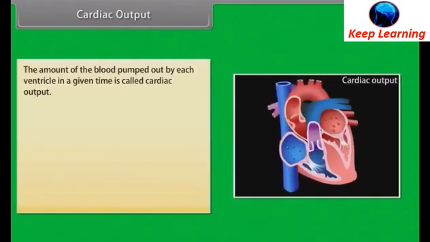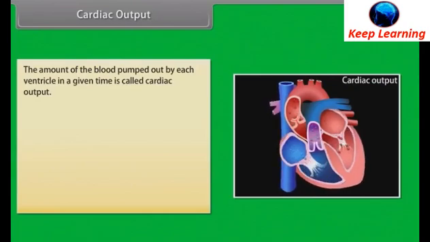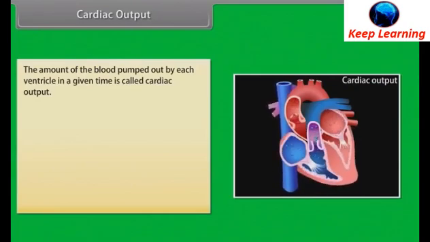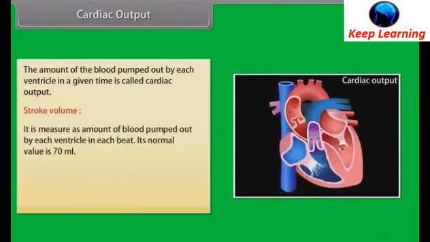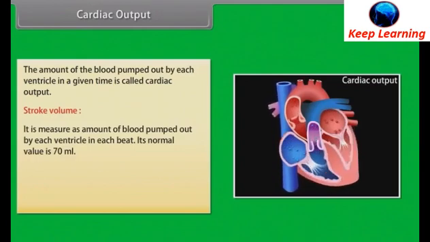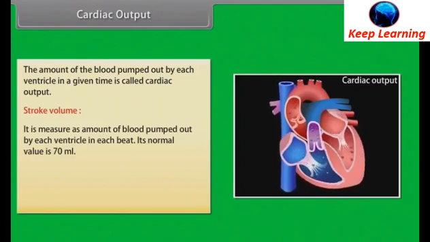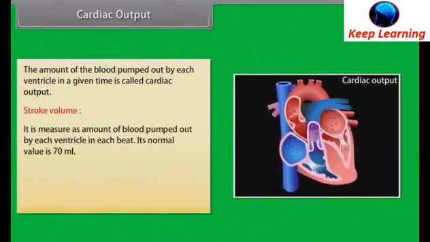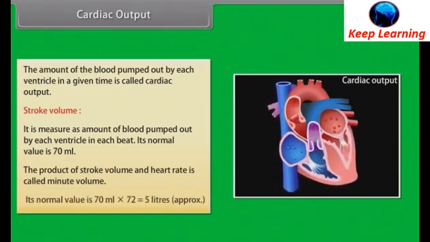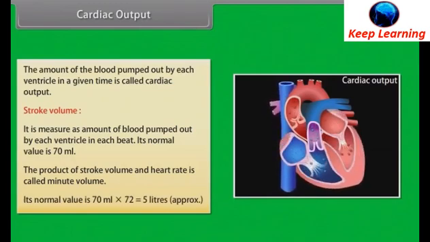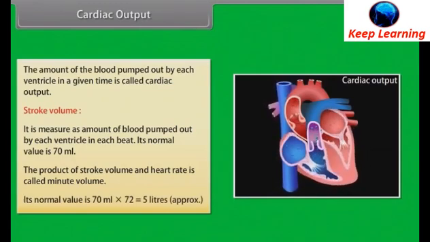Cardiac output. The amount of blood pumped out by each ventricle in a given time is called cardiac output. Stroke volume. It is measured as amount of blood pumped out by each ventricle in each beat. Its normal value is 70 milliliter. The product of stroke volume and heart rate is called minute volume. Its normal value is 70 milliliter into 72 equals to 5 liters approximately.